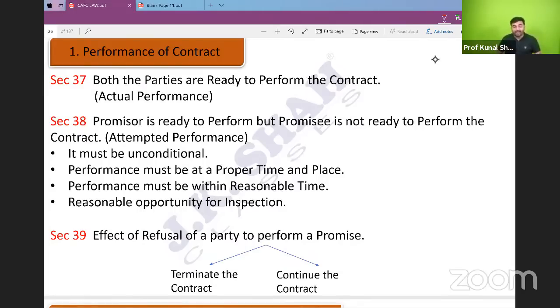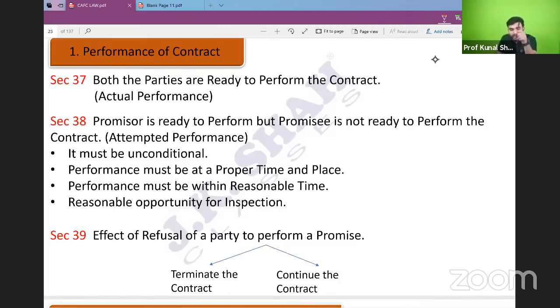On the other hand, Karthik said, yes, sir, kindly send me the car. I'm going to send you 10 lakh rupees. Through this communication, it is very much clear that the promisor, Mr. Kunal Shah, is ready to perform.